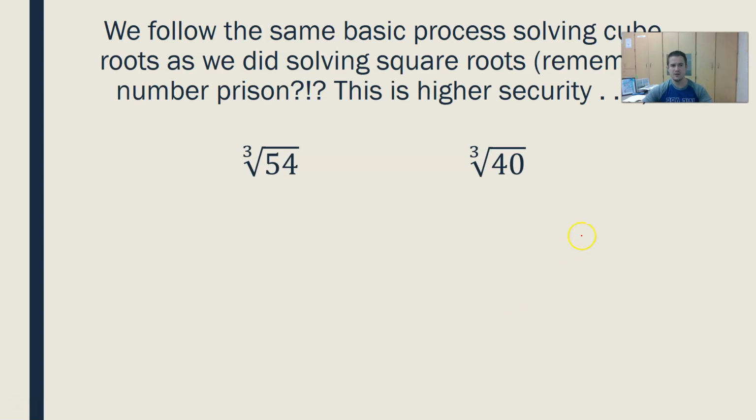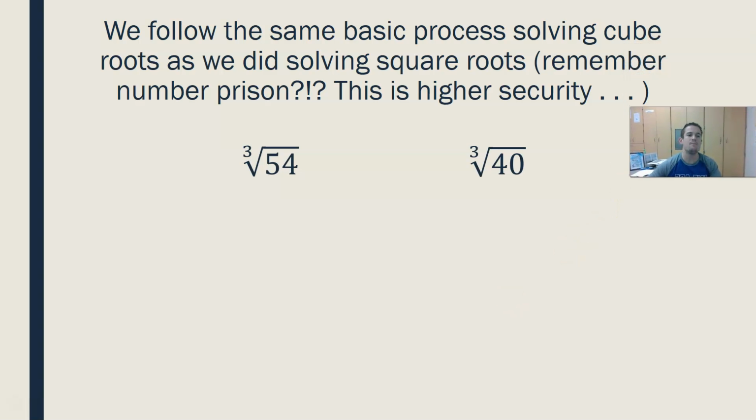We follow the same basic processes solving cube roots as we did solving square roots. Do you remember number prison? Remember me talking about number prison? This little radical symbol is my number prison. The only difference between cube root number prison and square root number prison is that this is a higher security prison situation. Higher security, greater risk.